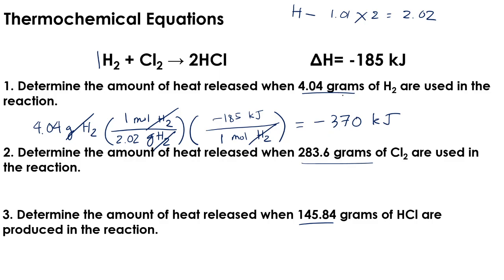So when 4.04 grams of H2 are used in the reaction, then 370 kilojoules are released by the reaction. So again, release, so it's negative in our answer here. Let's go to the second one. So it's still in mass. So the first thing is to convert the mass into the number of moles.